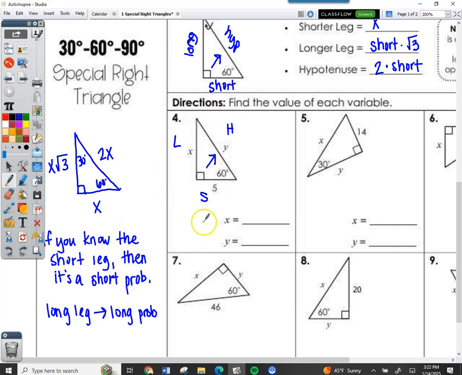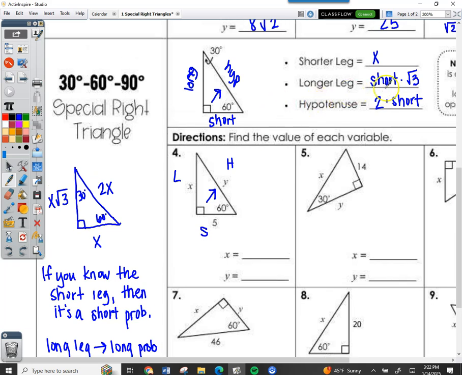What side do I know? Short side. So it's going to be a short problem. All right, so look up here at your formula. I know the short side, which means to get the hypotenuse, y'all are going to find I always go straight to the hypotenuse. Double it. So if the short's 5, the hypotenuse is 2 times 5, which is 10. And if the short's 5, then the long is short times root 3. It's so short you don't even really have any work to show.